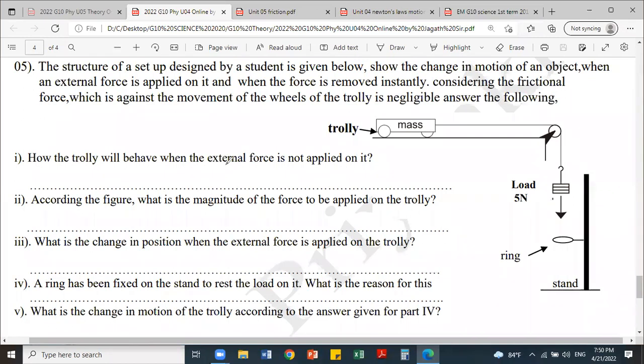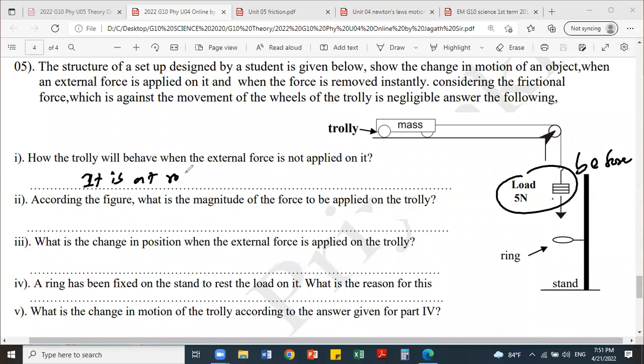So, how does the trolley behave when the external force is not applied? That means you don't hang this load. Before you hang this load, how will the trolley behave? So no load is hanging this side. The trolley will be, any volunteers? It is at rest. Understood? The trolley is not moving. It is at rest because no external force is applied on the trolley. So the answer for this will be at rest.